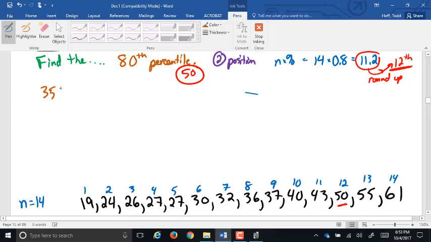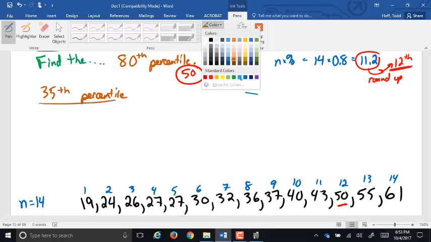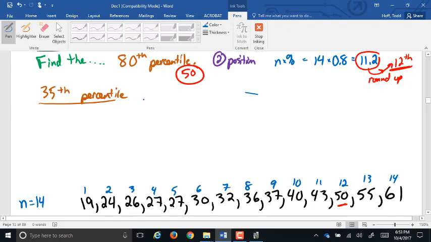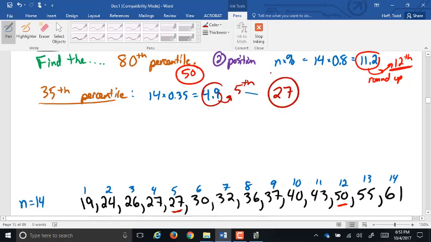Let's find the 35th percentile. So what are we going to do for that? Yeah, 14 times 0.35, which is going to give us, what, 4.9? So 4.9, which is going to round to the 5th number in the list, which is 27. So the 35th percentile is 27. 35% of the data would be expected to be smaller than 27.